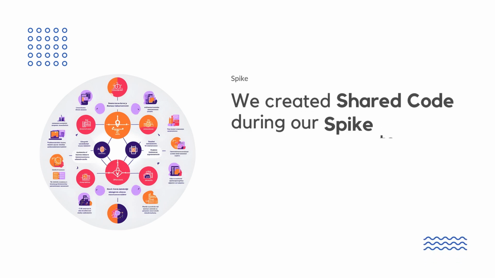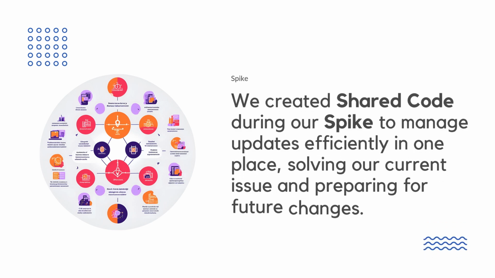This brings us to the spike we worked on. We realized that managing these changes in multiple places was inefficient. So we explored and implemented a solution where we created shared code. This way, any updates we make are done in one place and instantly available everywhere it's needed. This not only solves our current problem but also prepares us for similar changes in the future.